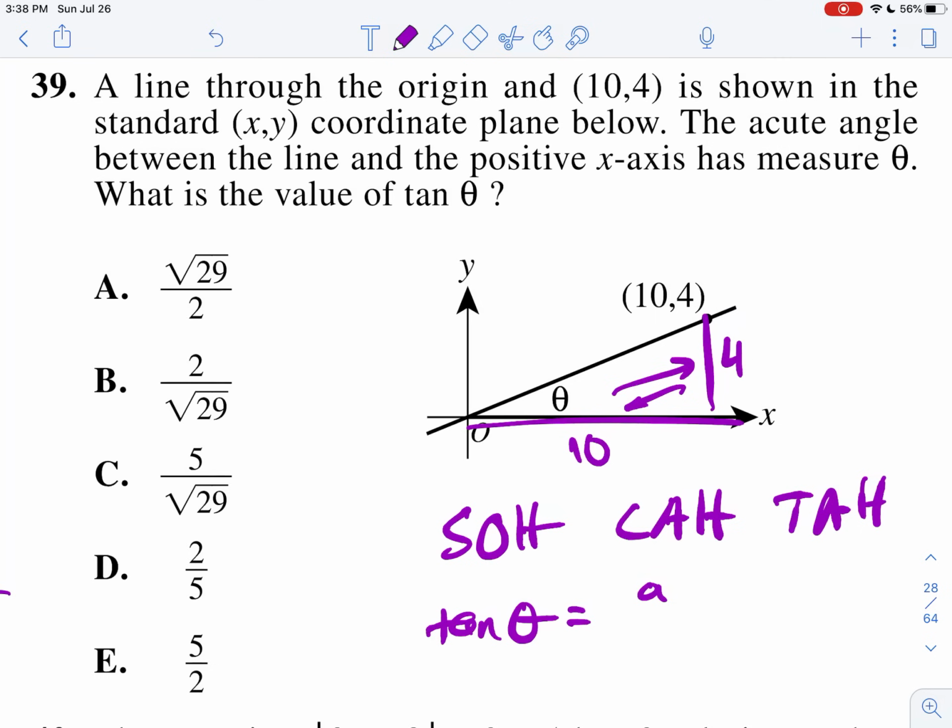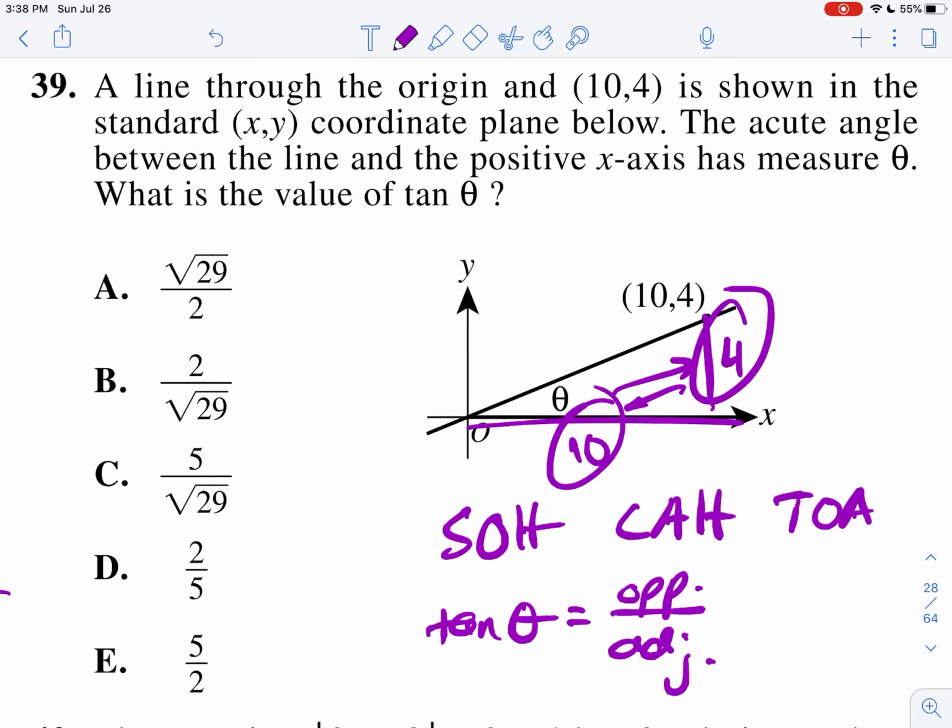So I wrote tan wrong. My bad. SOHCAHTOA. I was second guessing myself for a second. SOHCAHTOA. Maybe I should review that problem set too. But it's opposite over adjacent. Okay, so here's our opposite, 4 over 10. Now obviously 4 over 10 is not there, but this simplifies to 2 over 5.